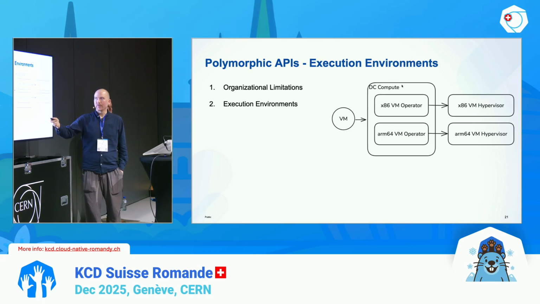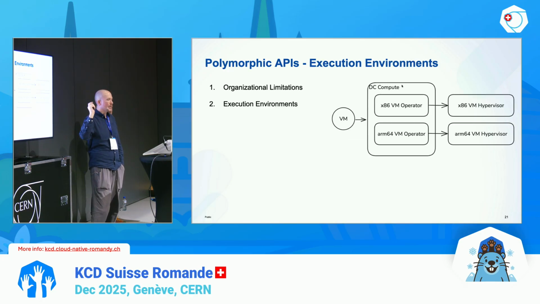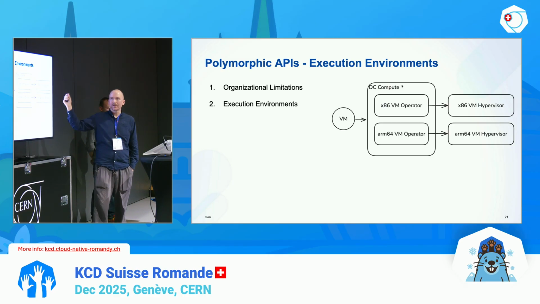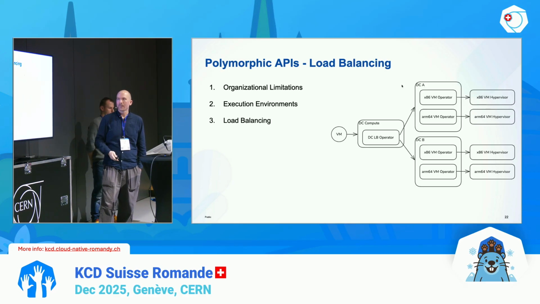Or execution environments. When you order a VM, you don't really care most of the time what the architecture is. So you just say, here's a VM, and then the compute team just takes care of it. Maybe you will later say, okay, now I need an ARM64 VM, and it's the same payload, it's just one property changed, but it's still the same API, backed by a different provider.